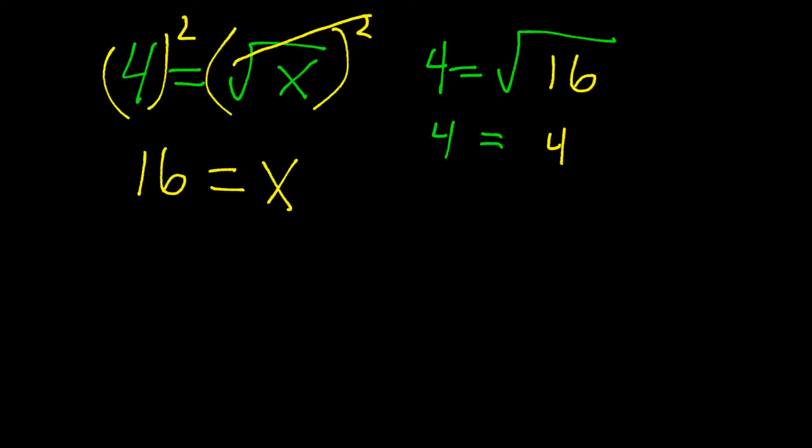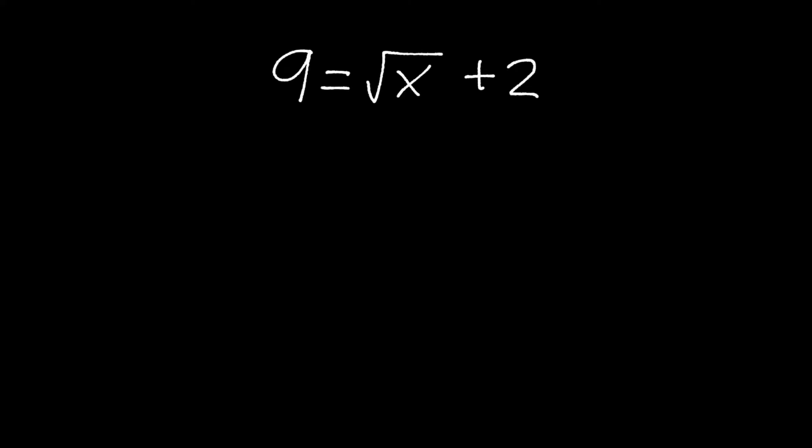So let's try another one. Here is another radical equation that's a little more complicated, but not terrible. We have 9 equals the square root of x plus 2, and notice that the plus 2 is not under the radical, so it's a separate term.